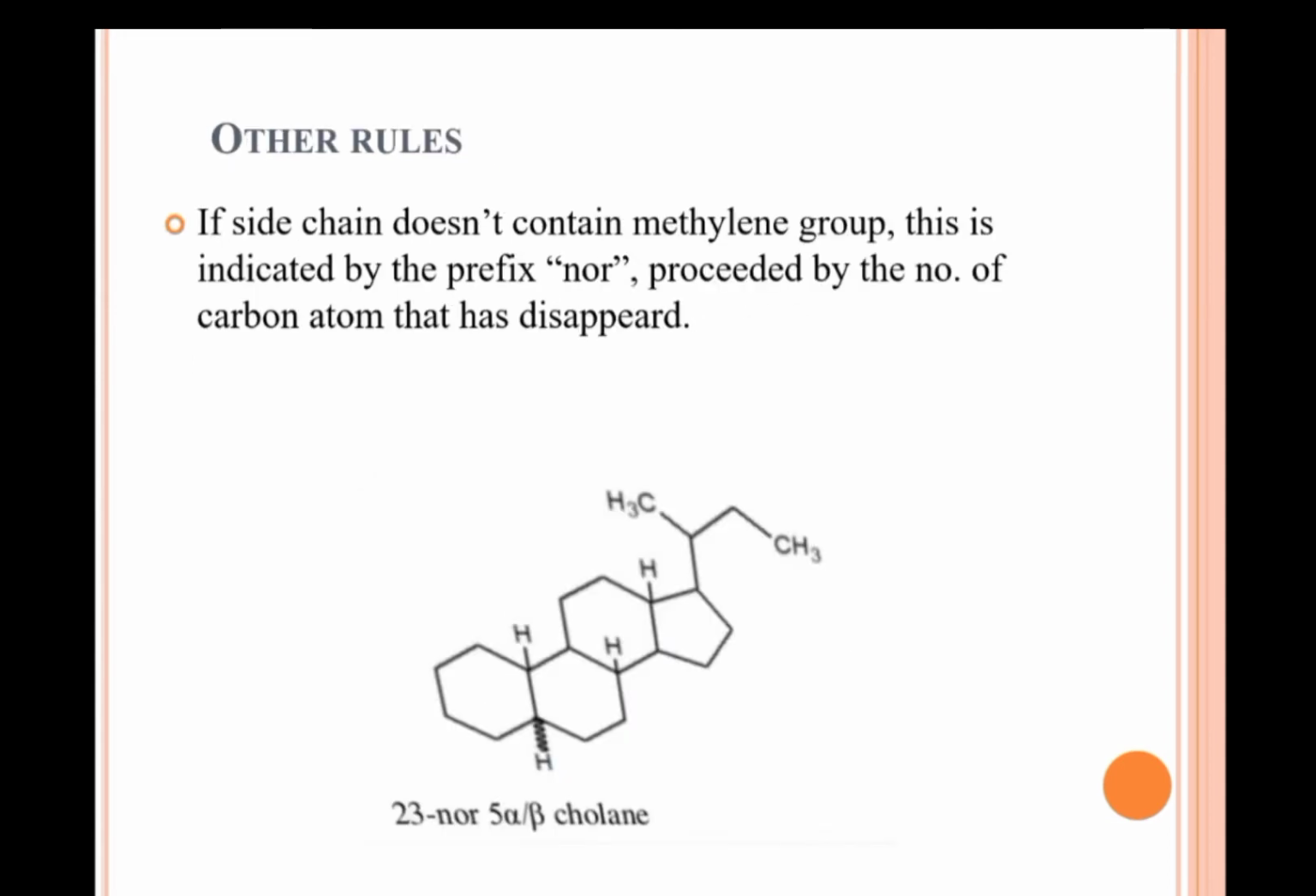Let's see the other nomenclature rule. If the side chain doesn't contain a methylene group, this is indicated by the prefix nor preceded by the number of the carbon atom that has disappeared. Example is given here. In this, the 23rd carbon atom has disappeared. Therefore, nomenclature is 23-nor-5 alpha or beta-cholane.